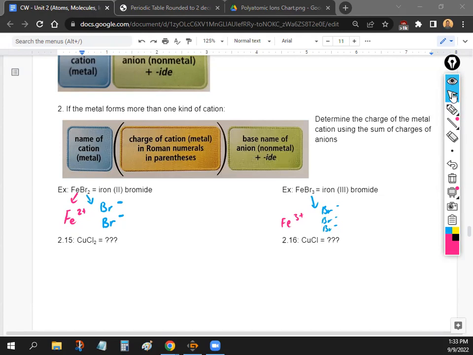All right, so I'll give you guys 2 minutes to try 2.15 and 16, and then we'll go over the answers, and then we'll go into some more fun naming rules.